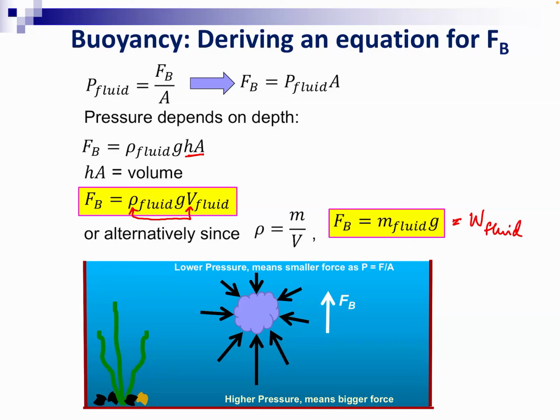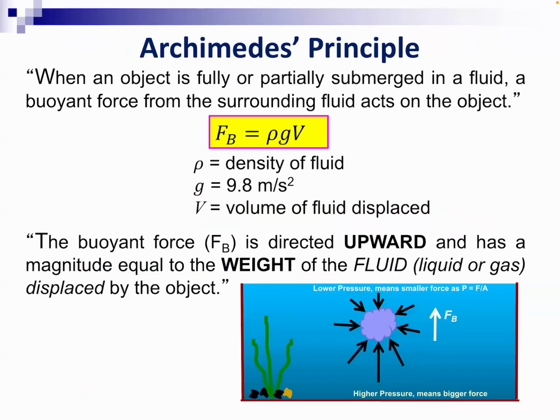But what is this weight of the fluid? Archimedes was the one who stated this relationship, saying that when an object is fully or partially submerged in a fluid, a buoyant force from the surrounding fluid will act on the object. And as we've derived, the buoyant force is always directed upwards, and the magnitude of the buoyant force is equal to the weight of the fluid displaced by the object.